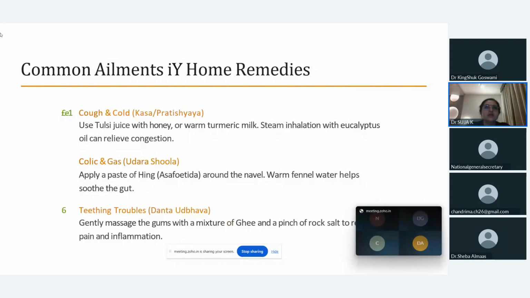And in case of Udarashula or colicky pain, application of hing, that is asafoetida, over the navel area has to be done. And you can also give fennel water, that will soothe the gut. And if the baby is having some gum problems, a mixture of ghee and a pinch of rock salt should be mixed along with the pepper powder, and it should be applied over the teeth to reduce the pain and inflammation.